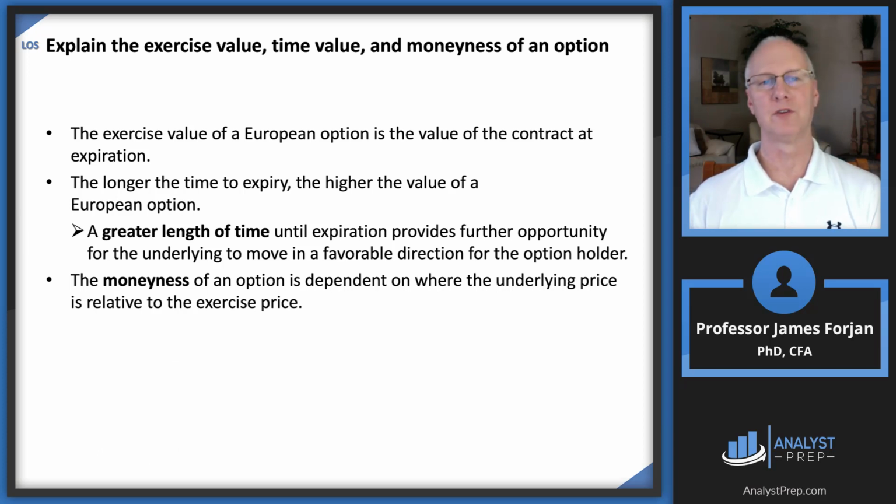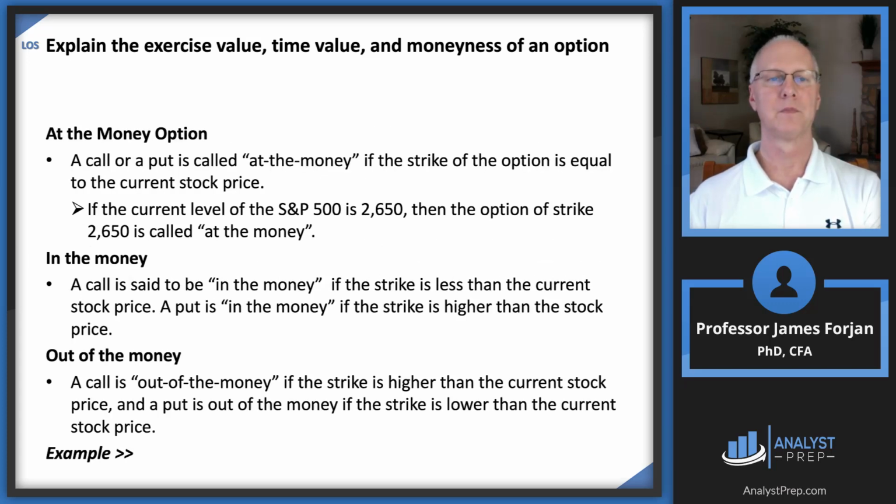All right, so this is good. Exercise value, time value, and the moneyness of an option. The exercise value of a European option is the value of the contract at expiration. The longer the time to expiration, the higher is the value of the European option. The moneyness of an option depends on the relationship between the exercise price and the price of the underlying asset. An at-the-money option is when the exercise price is equal to the current price.